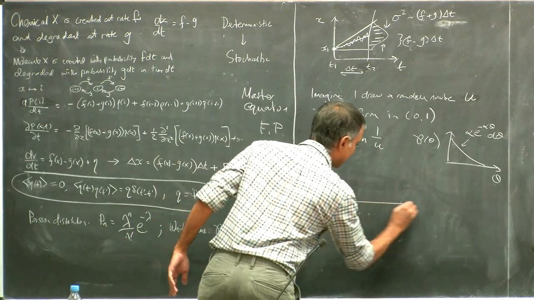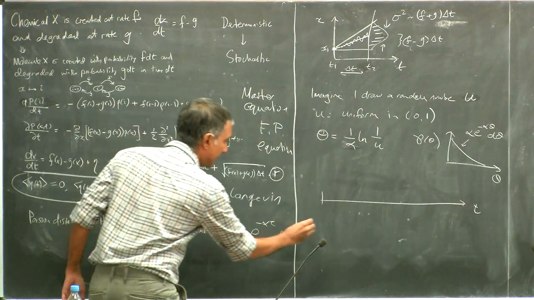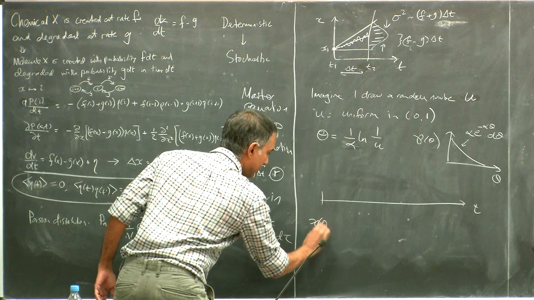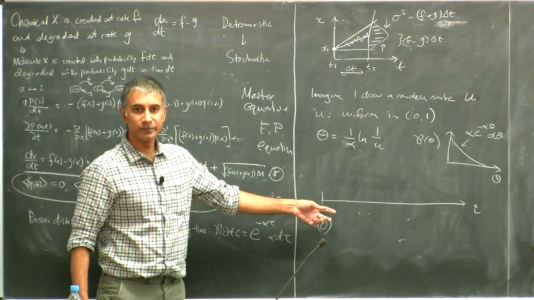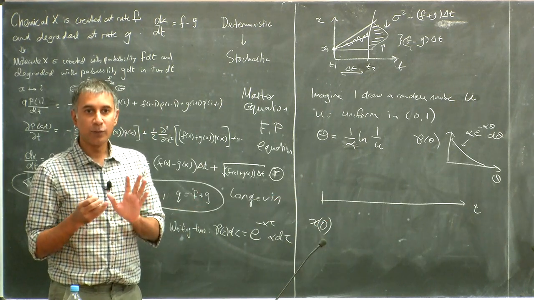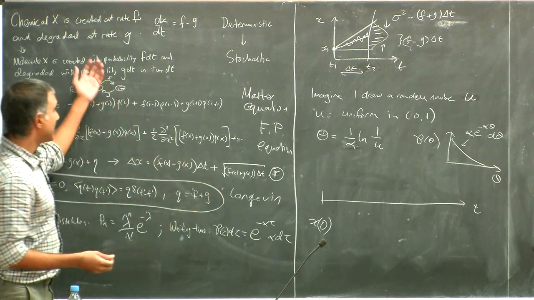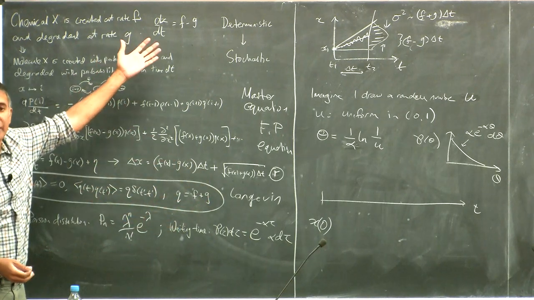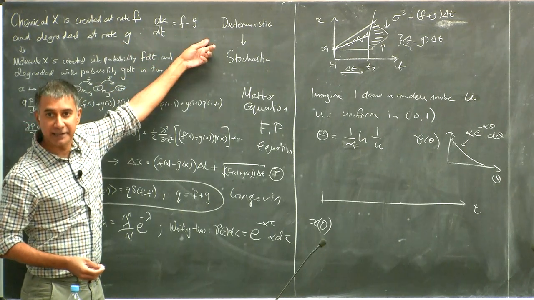We're looking at the time axis. We start off at some time, and at that point in time, there's some x of t equals 0 amount of stuff in the system. Now we want to see when the next event happens. And how many kinds of events are there? In the very simple equation that I wrote down here, there's only two types of events: the creation of x, and the removal of x.